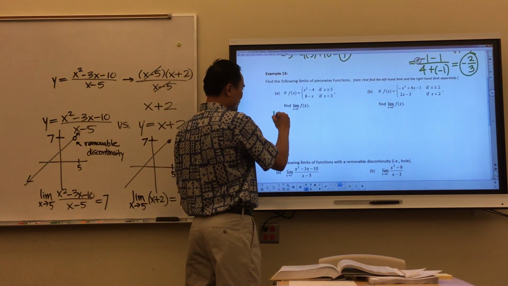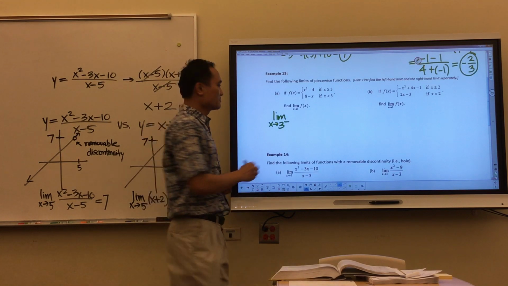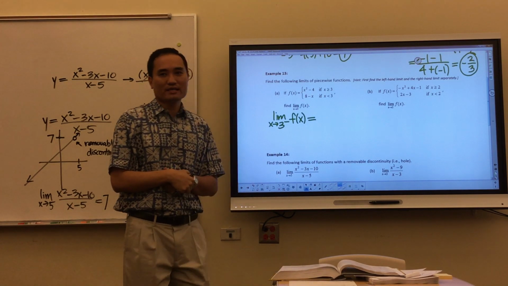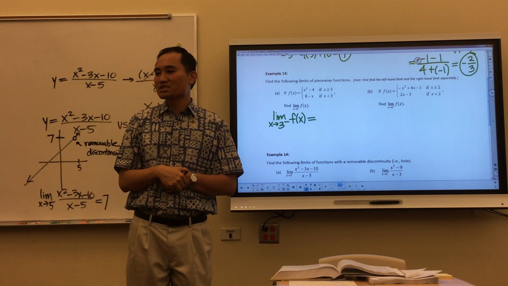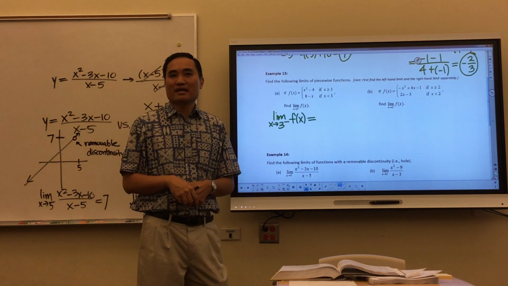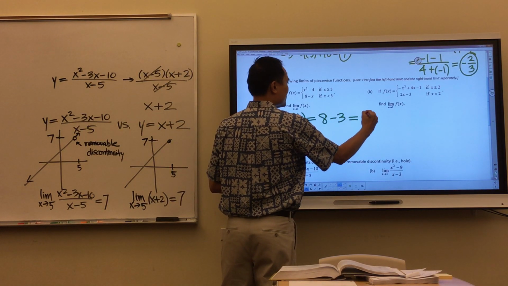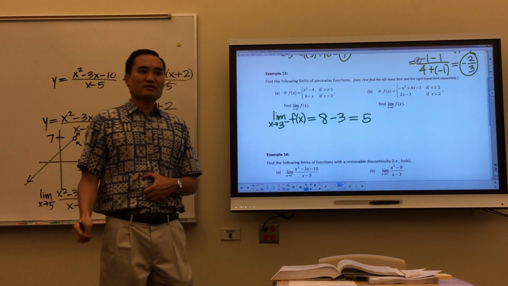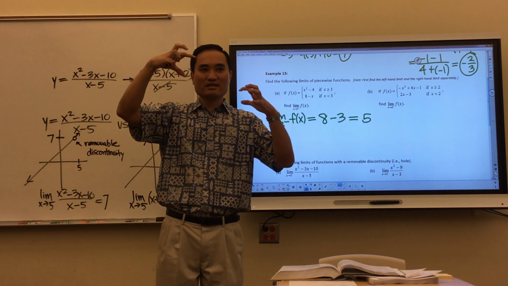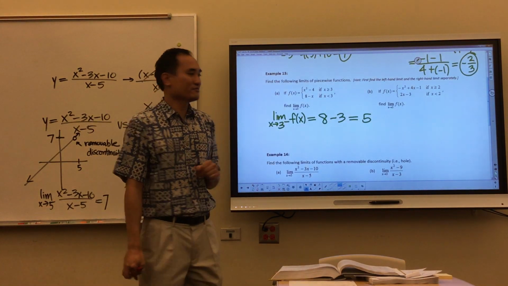So to examine this, you first have to consider the limit from the left. What piece are you on when you are approaching 3 from the left? The 8 minus x. So 8 minus 3 is 5. So you know those pictures where I drew a stick person walking towards a point on the graph? That stick person will be walking towards a y value of 5.